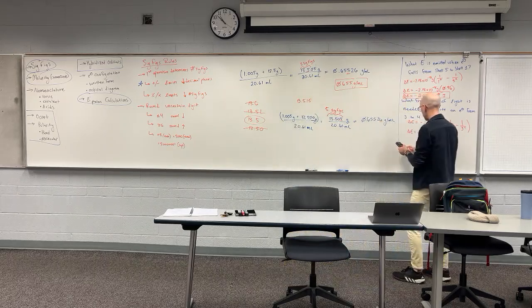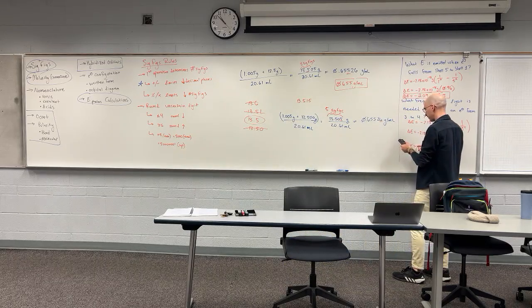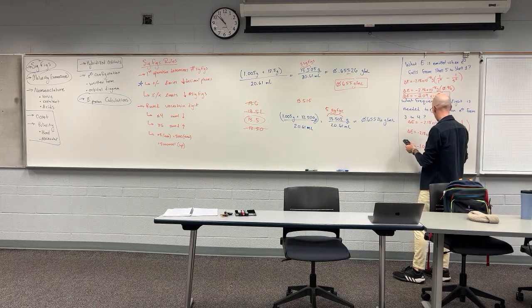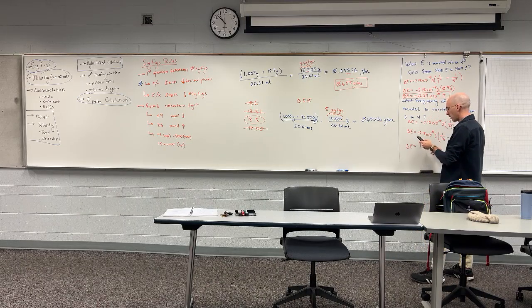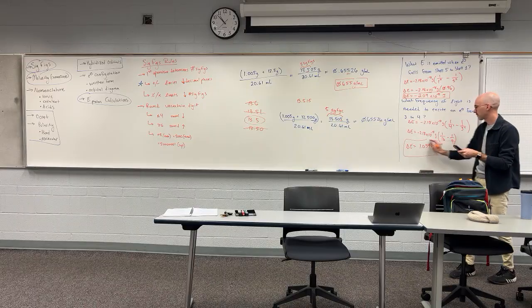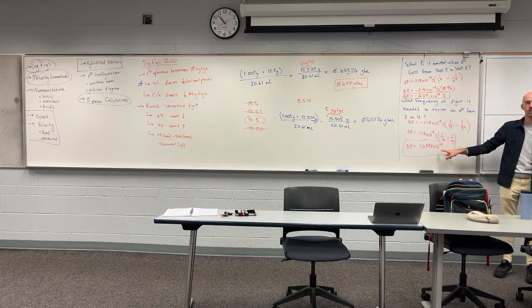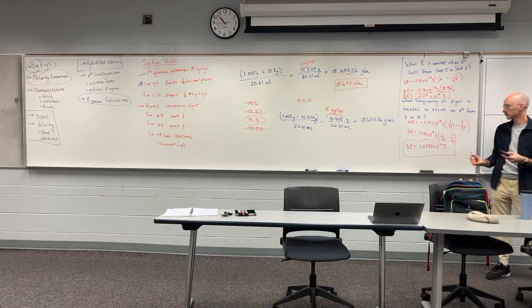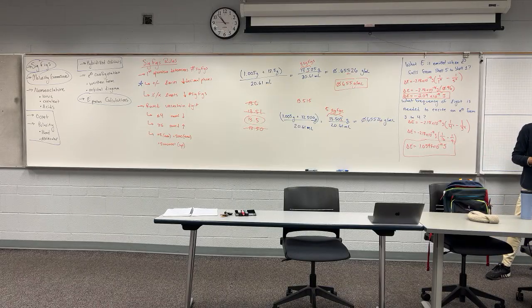Tell me if this is the number you guys are getting for delta E. Positive, because I didn't multiply by the negative. Positive 1.0597 times 10 to the negative 19, units joules. You guys got that? Okay.